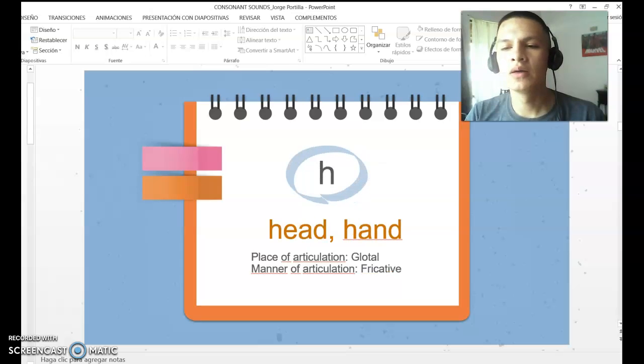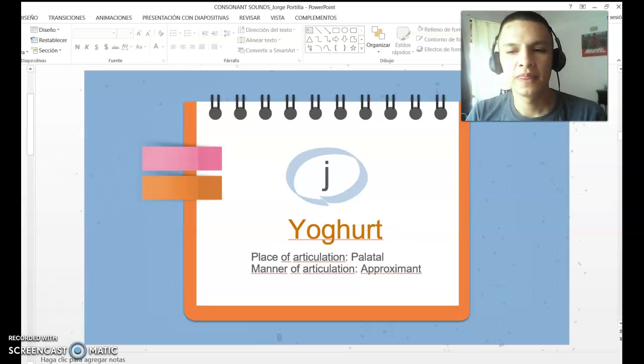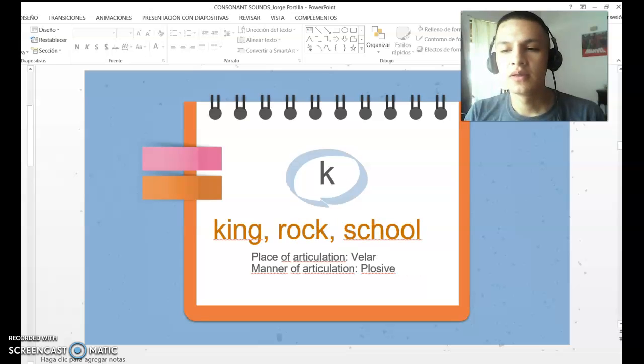Continue with H. For head, hand, is glottal and fricative. The sound Y. Y. For yogurt, is palatal and approximant. The K. For word has king, rock, skull, is velar and plosive.